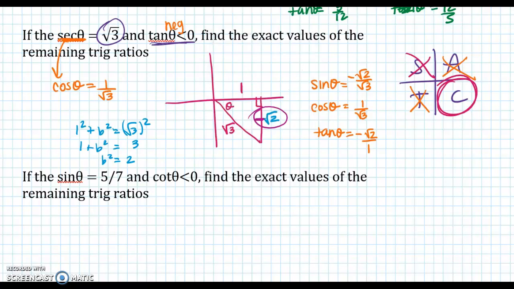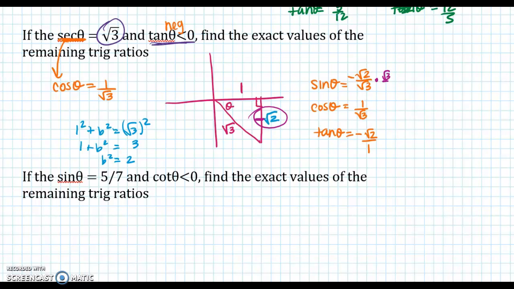Let's go ahead and be good math students and rationalize our denominator. Let's write this because we don't need it anymore. So this is negative root 6 over 3. This one is going to be root 3 over 3. And then this one is good.